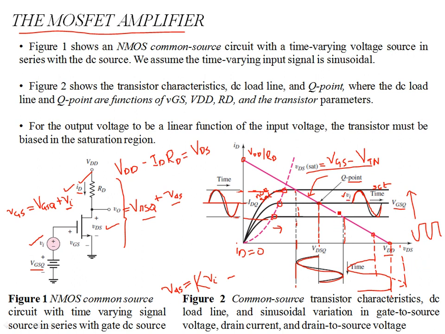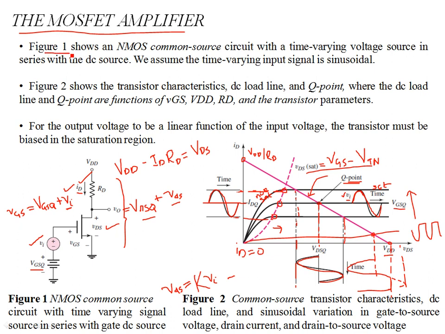So the first thing is, you need to bias your transistor in the saturation region. You cannot bias it in cutoff. This region is cutoff. You don't need to bias your Q point near the cutoff, or in the ohmic or non-saturation region. To operate the MOSFET as a linear amplifier, it has to be biased in the saturation region. So in order to have an output which is a linear reproduction of the input, the transistor has to be biased in saturation.